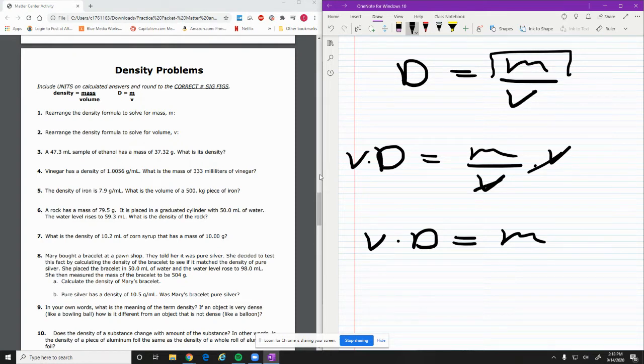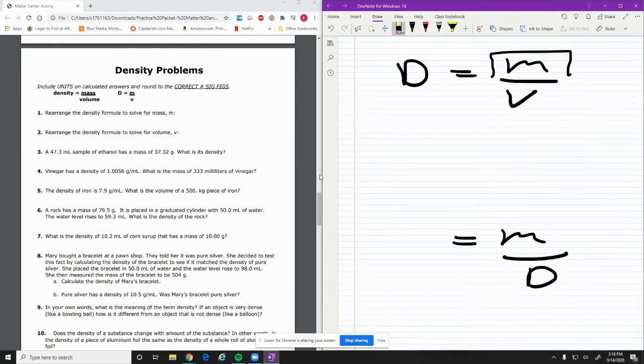Remember that we want volume by itself. This density is bothering us, and we want to get rid of it. The only way to get rid of it is to divide the density out of there. Whatever I do to one side, I have to do to the other. So therefore, we find that volume is equal to mass divided by density. And that would be how we rearrange all these formulas.